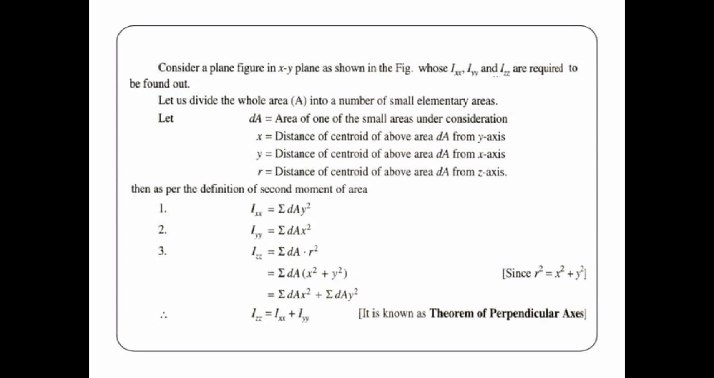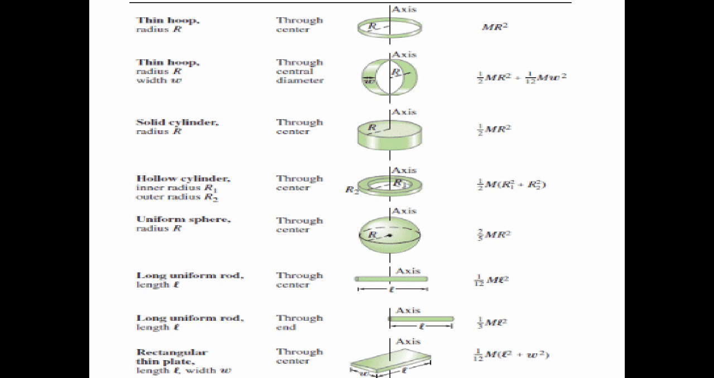According to the second moment of area, Ixx equals the summation of dA y squared, Iyy equals the summation of dA x squared, and Izz equals the summation of dA times r squared. Izz equals Ixx plus Iyy, since r squared equals x squared plus y squared. This is the perpendicular axis theorem. This slide shows the moment of inertia of different shapes. Thank you.